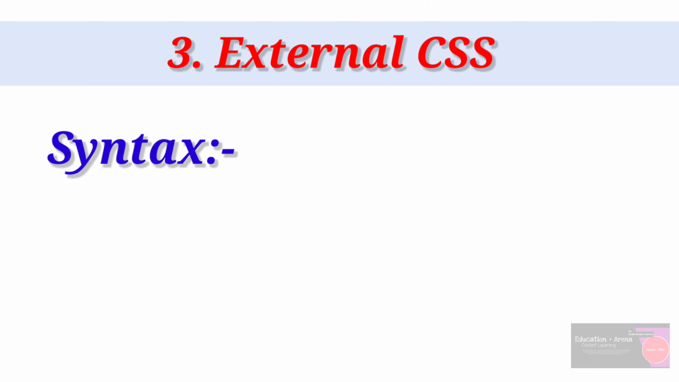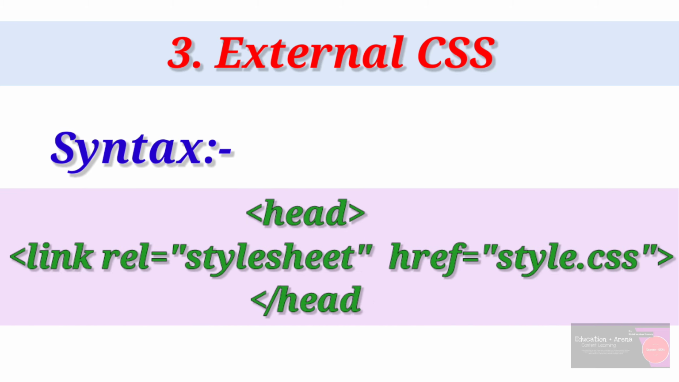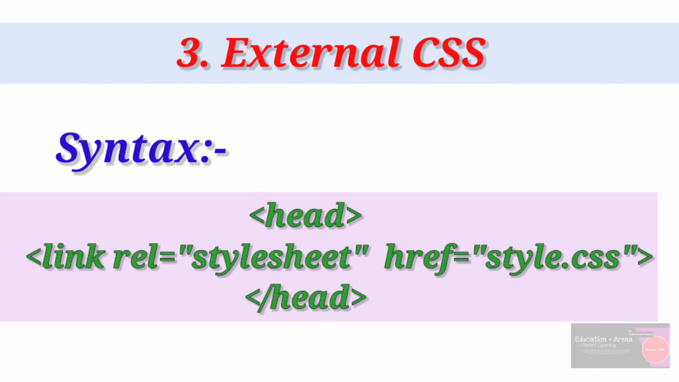So this is the syntax of how to write external CSS. Within the head section, start with link tag, rel equals stylesheet. Rel is an attribute which specifies the relation between the current document and the linked document. And now start with the href attribute and give the link of your separate CSS file in the href attribute value. Now I'll show you how to apply external CSS with an example.